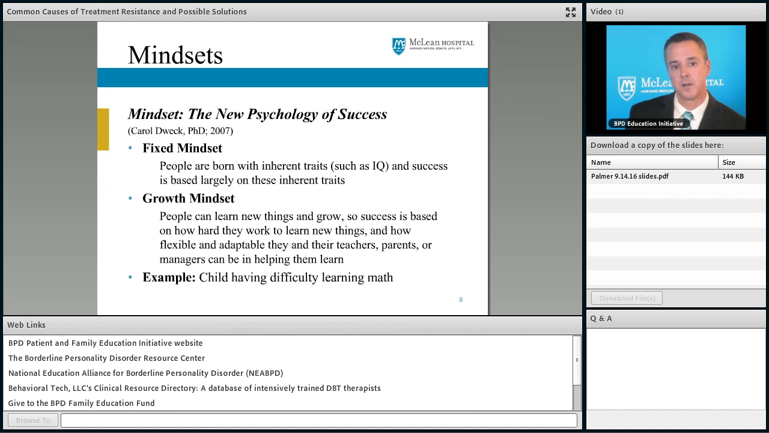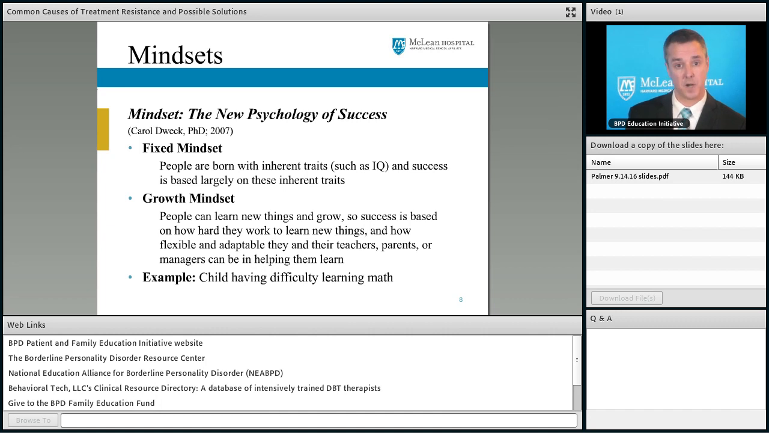And she has a hypothesis. Her hypothesis is that people go around with one of two mindsets. That a lot of people have a fixed mindset and a lot of people have a growth mindset. And a fixed mindset is this belief that people are born with inherent traits, such as IQ, and their success in life, in school, in work, and everything else is largely based on those inherent traits.